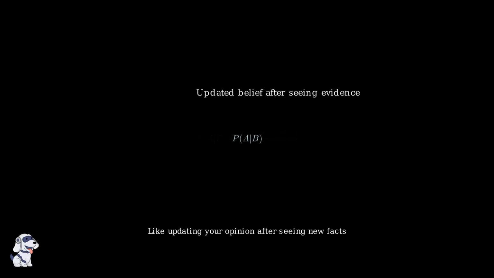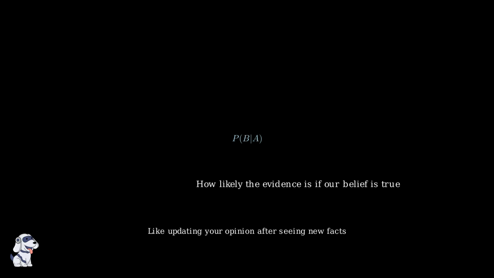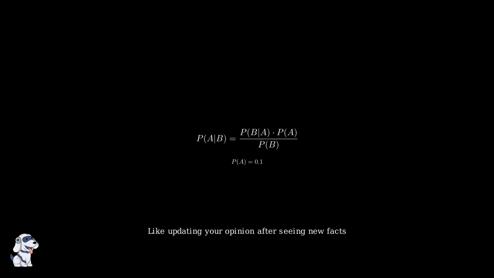Let's break down each part. P of A given B represents our updated belief, the probability of hypothesis A being true given that we've observed evidence B. P of B given A is the likelihood, how probable the evidence B is, assuming our hypothesis A is actually true. This measures how well the evidence supports our belief. P of A is our prior probability, our initial belief about A before seeing any evidence. This represents our starting point. Finally, P of B in the denominator is the total probability of observing the evidence B, regardless of whether A is true or not.